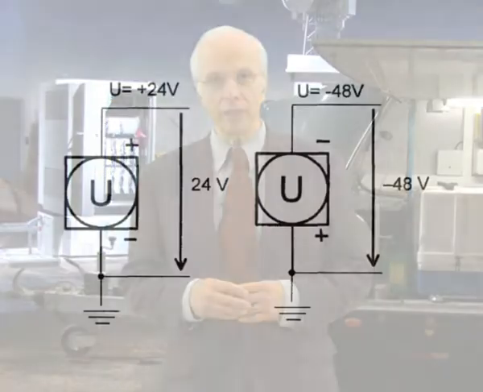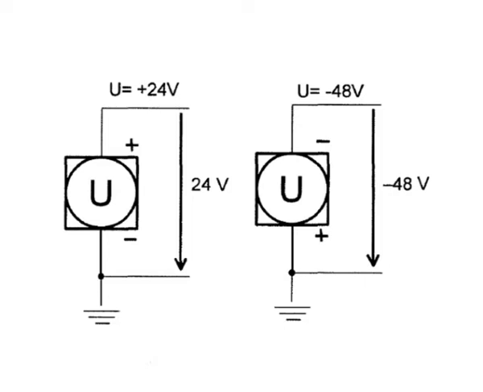If you connect the negative pole of a 24-volt battery to the earth, you consider the positive output of the battery to be plus 24 volts. If you connect the positive pole of a 48-volt battery to the earth, you consider the negative output to be minus 48 volts.